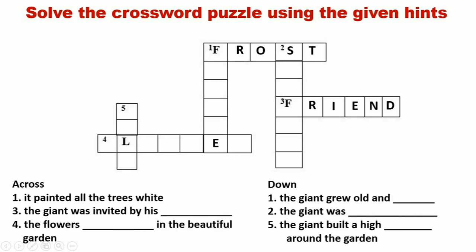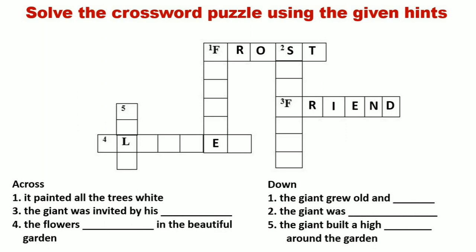Now look at number 4. The flowers dash in the beautiful garden. So now you can see that letter L comes in this word, isn't it? And we have read a word in the story which was referring to something related to the flowers. What can be the word? Think of it. Yes, it was bloomed. Very good.